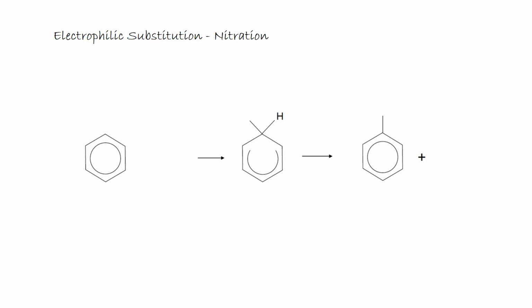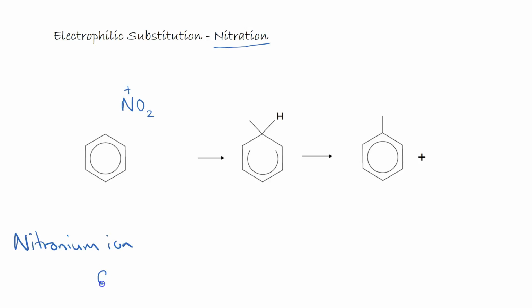Benzene and its phenyl associates undergo electrophilic substitutions rather than electrophilic additions. The electrophilic substitution then requires a strong electrophile, and our electrophiles are going to have a full positive charge. We're going to first of all look at the nitration reaction, which requires the formation of the electrophile NO2+, which is called the nitronium ion.